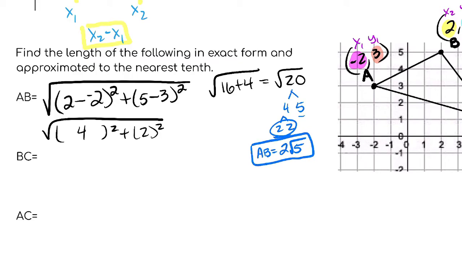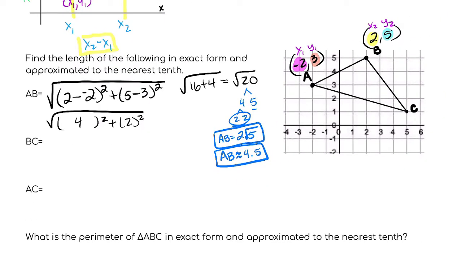Now, they also wanted the approximate answer. So AB, do a squiggly equals because we are rounding. And when we are rounding, the square root of 20 to the nearest tenth would be 4.472135, so 4.5. We are rounding to the tenths place. That is the approximate length for AB.